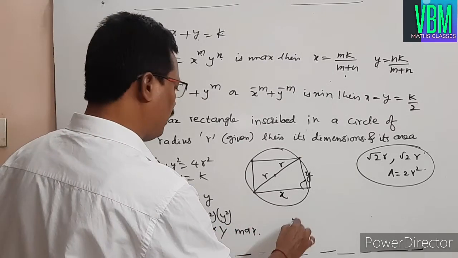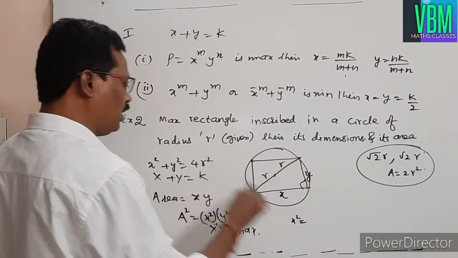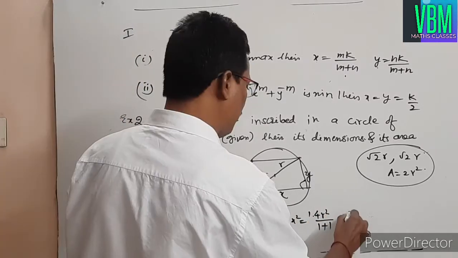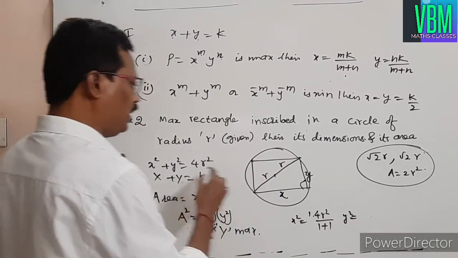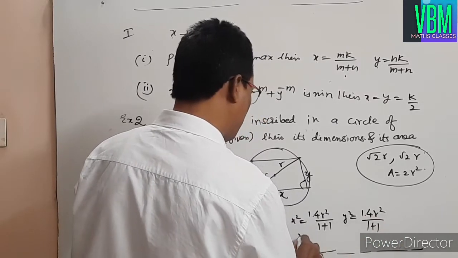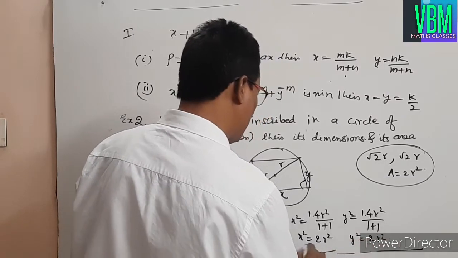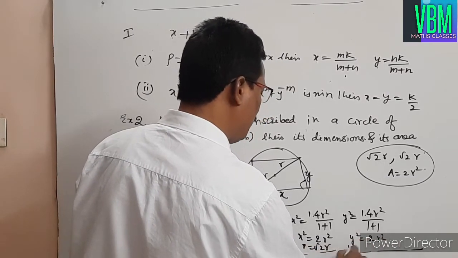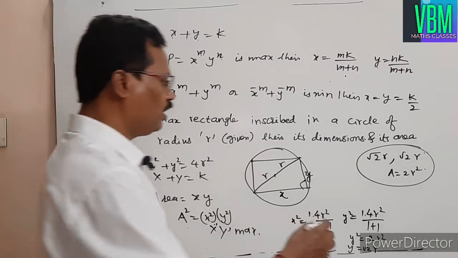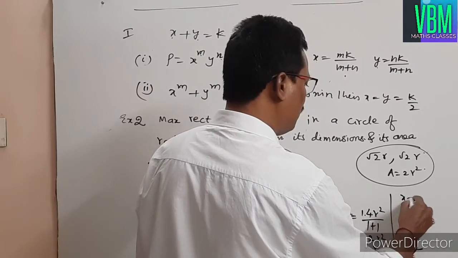Therefore, x square is equal to k. The degree is what? Degree 1. So 1 into k, 1 into 4r square by 1 plus 1. y square is equal to degree 1 into k, 1 into 4r square by 1 plus 1. Therefore, x square is equal to 2r square, y square is equal to 2r square. x is equal to root 2 r, y is equal to root 2 r. Therefore, the dimensions of the rectangle are root 2 r comma root 2 r. We got x equal to y.